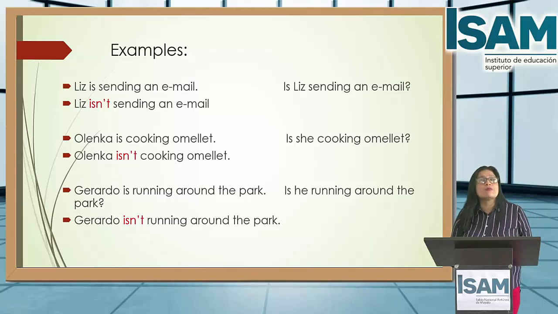Gerardo is running around the park. Question: is he running around the park? Negative: Gerardo isn't running around the park. Okay? You have here the affirmative, negative, and interrogative forms.